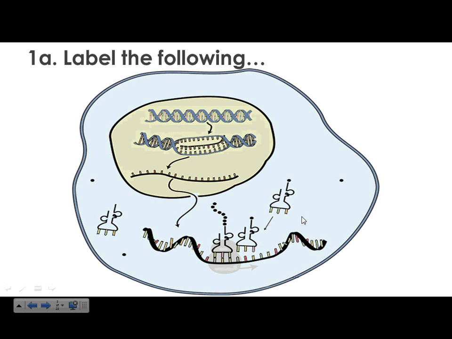First set of questions is to label the following. So first we have DNA. You find DNA in the nucleus. The DNA is used to make an mRNA code. That's transcription. It is unwound by an enzyme. The mRNA is made. After it has been made, the mRNA is going to exit the nucleus and it will enter the cytoplasm.